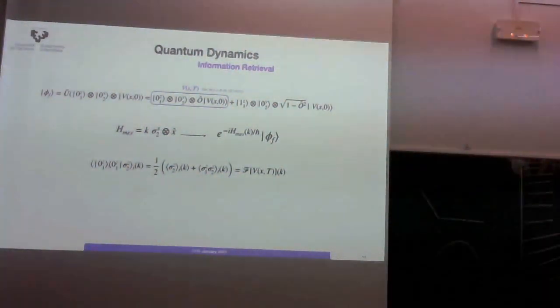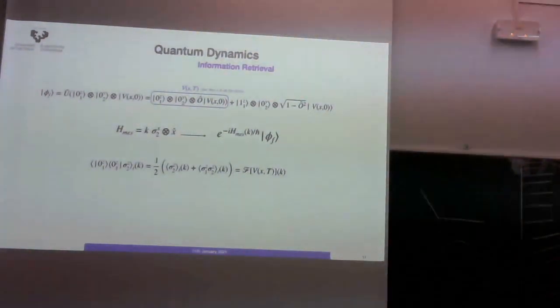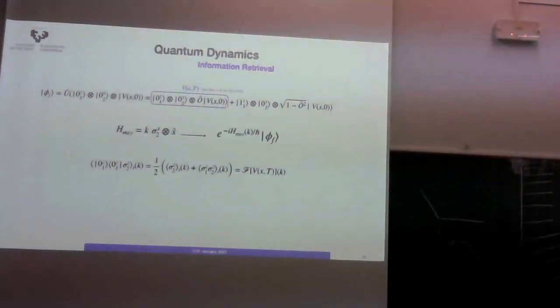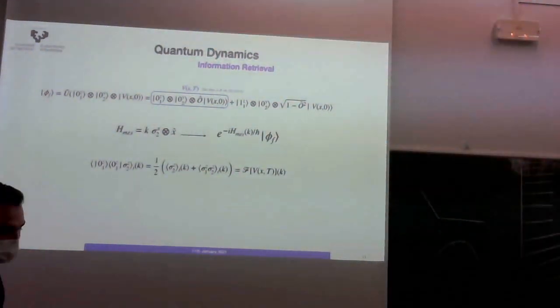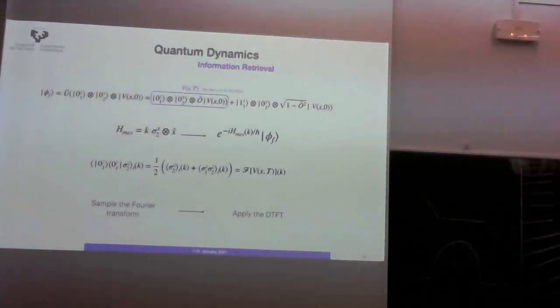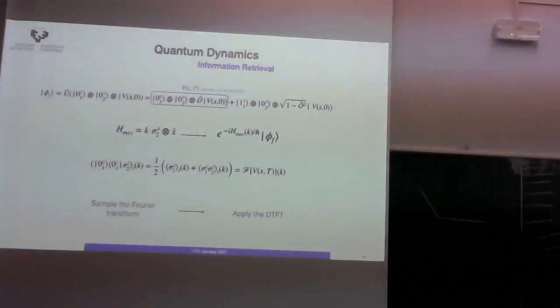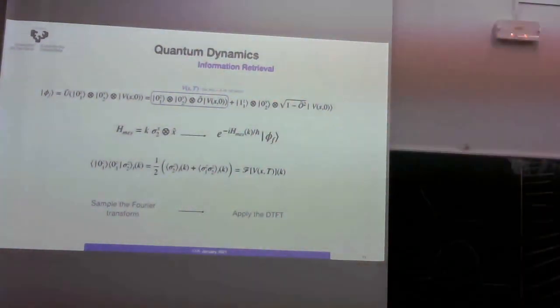depending on k, which is the parameter that we have in the Hamiltonian. So by changing this parameter in the Hamiltonian, we can perform several measurements of the Fourier transform, and then we can retrieve the information by applying the discrete time Fourier transform, which allows us to retrieve the original function from discrete measurements of the transform.